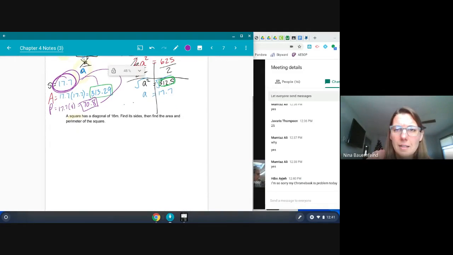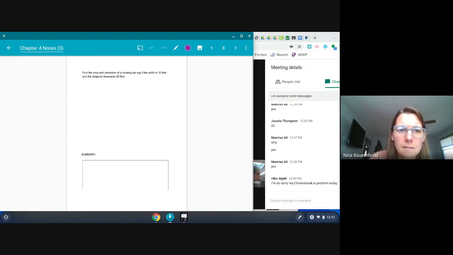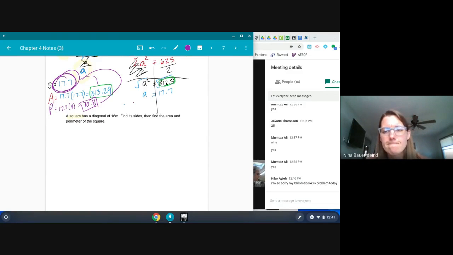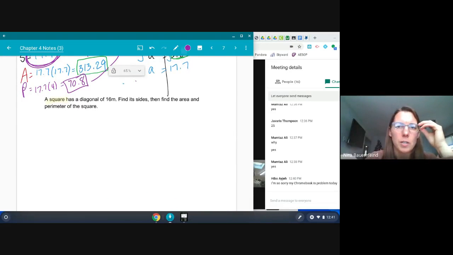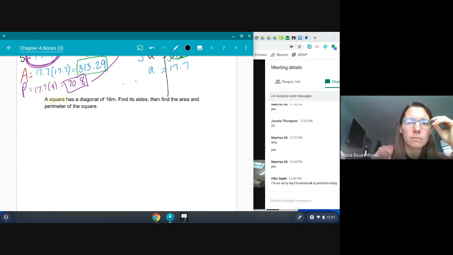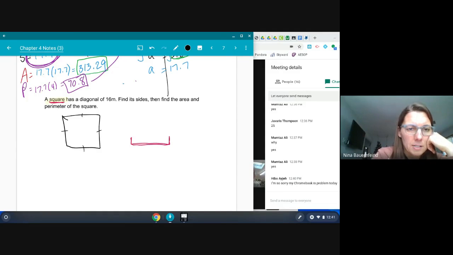All right. I might do this one and we'll see how we feel after this one's done, okay? So here we have a square. We have a square, which means we're going to have that weird piece right here that I mentioned. But a square is like this. It's got all equal sides. A diagonal of 16. We want to do the same thing. Find the side, the perimeter, and the area.